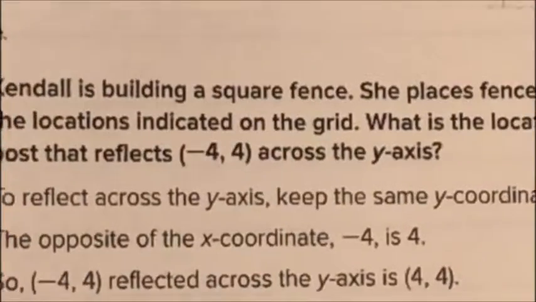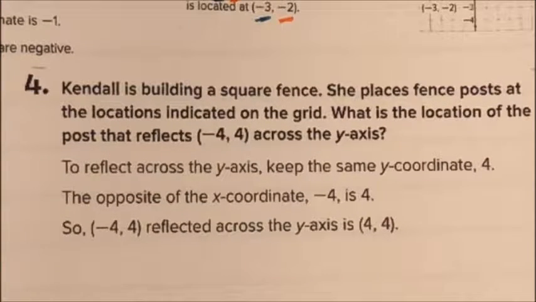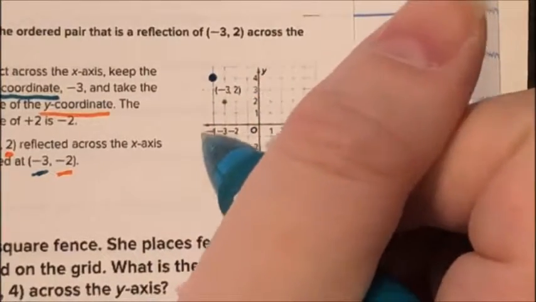Okay. 4, Kendall is building a square fence. She places the fence posts at the locations indicated on the grid. What is the location of the point of the post that reflects (-4, 4) across the y-axis? Okay, so here's my point. I'm going to go back up to this grid right here. (-4, 4). So there's my point at (-4, 4).